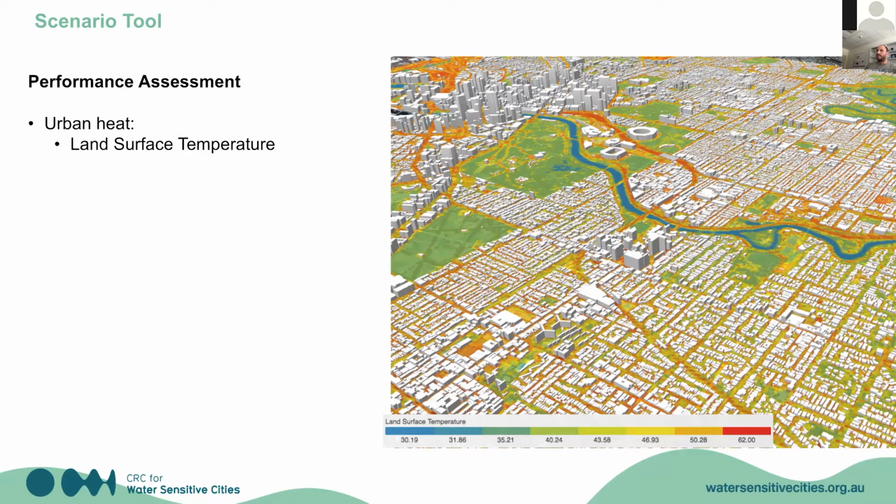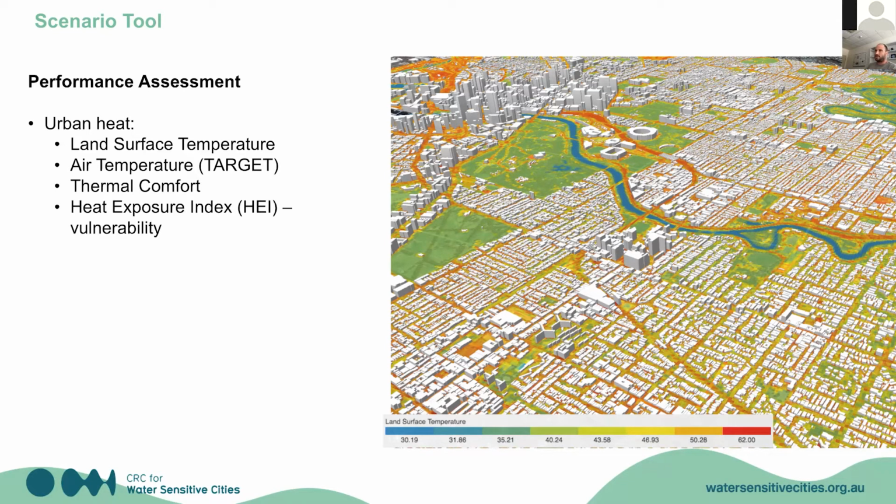The other element that we have in here is TARGET, which gives us the air temperature. So this works on your finer scale quite well, and that also gives you thermal comfort. So basically, from your land surface temperature, the next level down, we can assess air temperature and thermal comfort. And then we also have this package that we're going to discuss today and give you an overview of, which allows you, in combination with the land surface temperature, to assess the heat exposure to ultimately inform heat vulnerability. So what this really allows you to do is bring it all together.